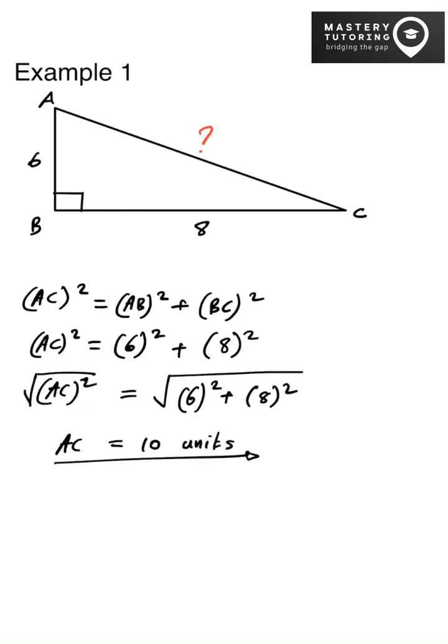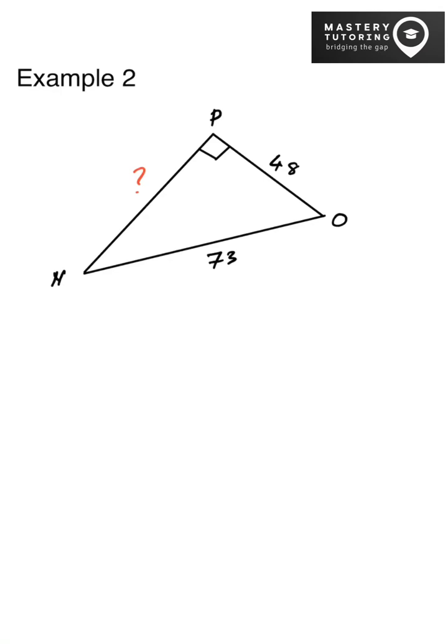Let us take another example. In example 2, we are given triangle NPO, and we're given OP and NO, but we're not given the value for NP, and we are required to find NP. Now we check, is this a right-angled triangle? Yes, it is. We know two sides. Therefore, we can apply the Pythagoras theorem. Here's how we do it.